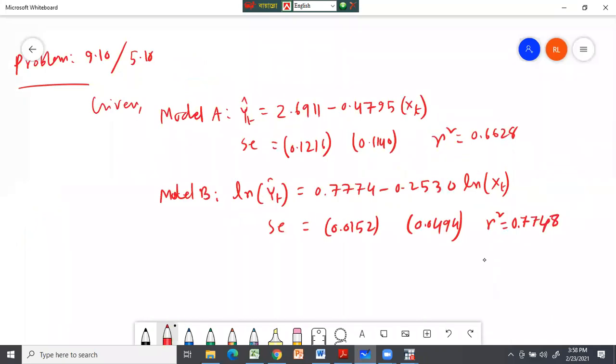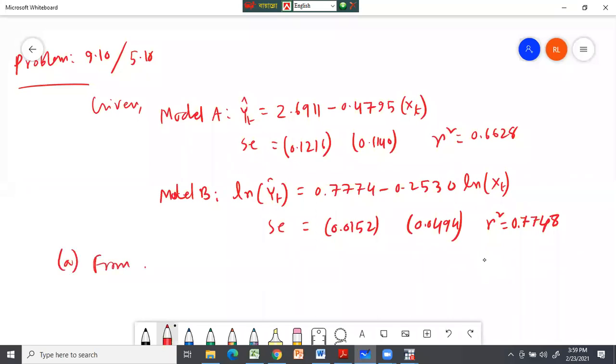Okay, now you are given that Y equals cups of coffee consumed per person per day, and X means the price of the coffee in dollars per pound. Very simply, Y is the coffee consumption and X is the price of the coffee. You have been asked to interpret the slope coefficient in these two models, slope coefficients only, not the intercept coefficient.